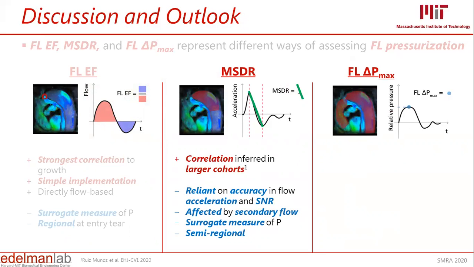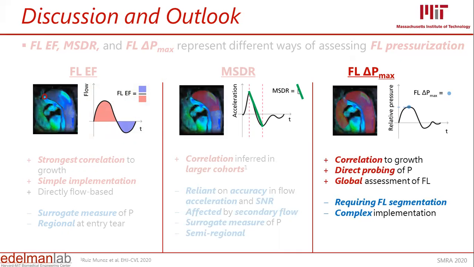MSDR in our study was not significantly correlated with growth. However, this may be due to our small sample size, as significant associations have been shown in larger cohorts. Instead, we noted fairly high degrees of variability in MSDR, possibly owing to the fact that MSDR is reliant on second-order time derivatives of flow, as such being a fairly noise-sensitive entity. Similarly, secondary flow features such as helices and vortices, which are common in aortic dissection, will possibly affect MSDR measurement.